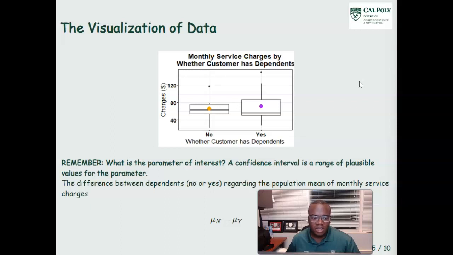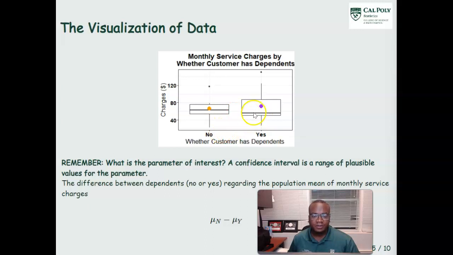And we got to remember what the parameter of interest is. The parameter of interest is the difference between the population means, and we're finding a range of plausible values. So we're not necessarily finding the range of plausible values for yes in terms of the charges or for no in terms of the charges. We're looking at the difference. Okay, we're looking at the ranges of the difference. Here you can see that they're not the same, but they're not far from one another in terms of just eyeballing it.